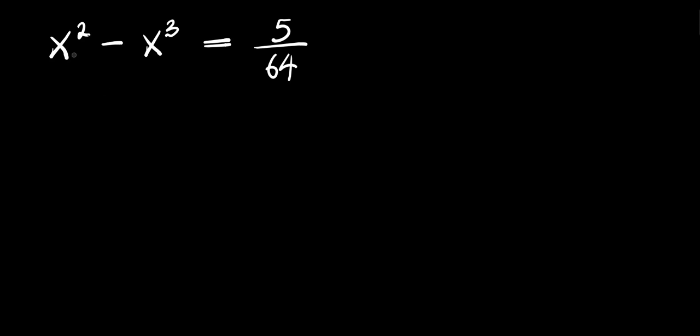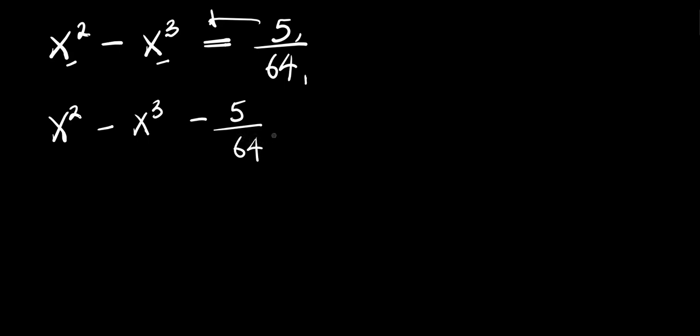Hello, how to solve this: x power 2 minus x power 3 equals 5 over 64. Now, if you consider this particular 5 over 64, let's move it over here. This is x squared minus x power 3. This becomes minus 5 over 64 equals 0.